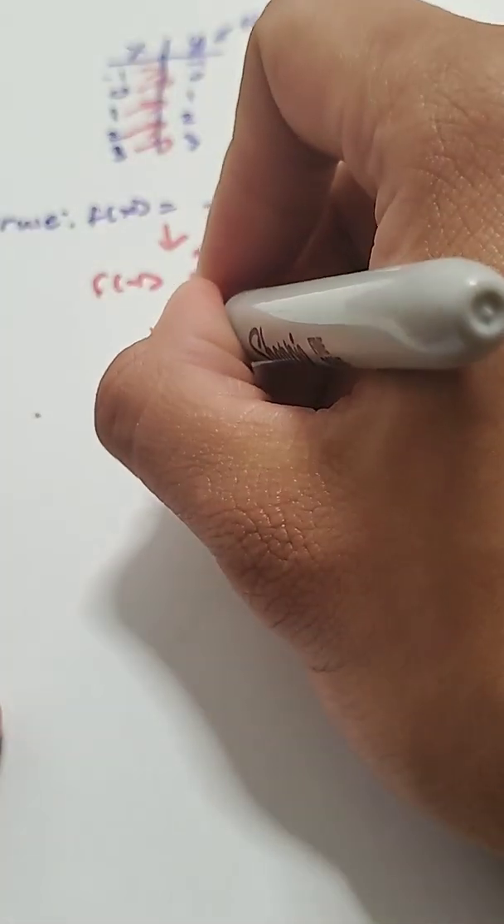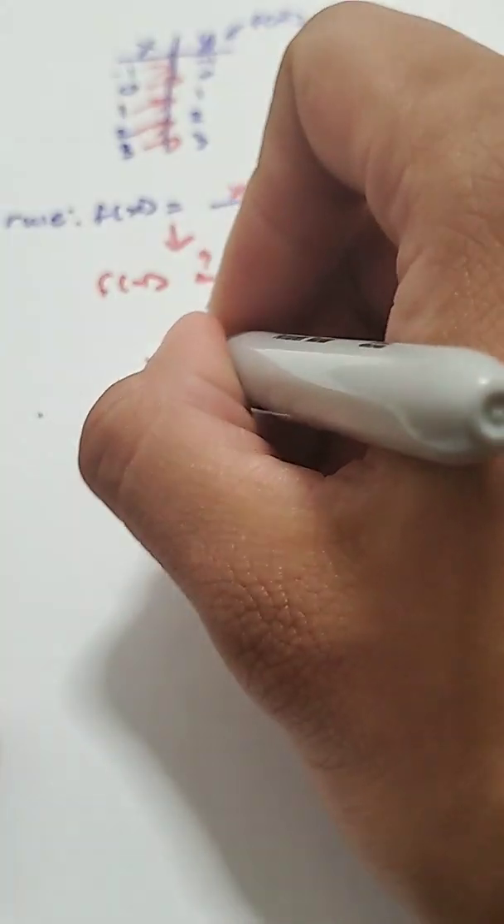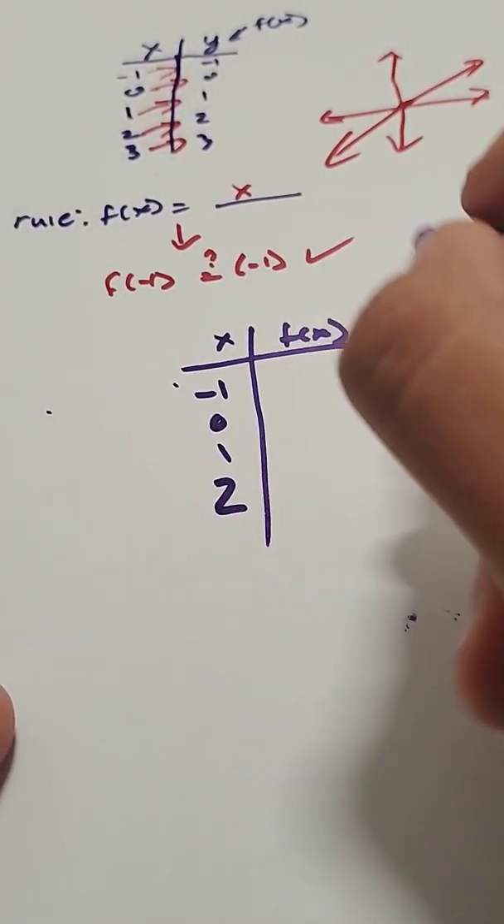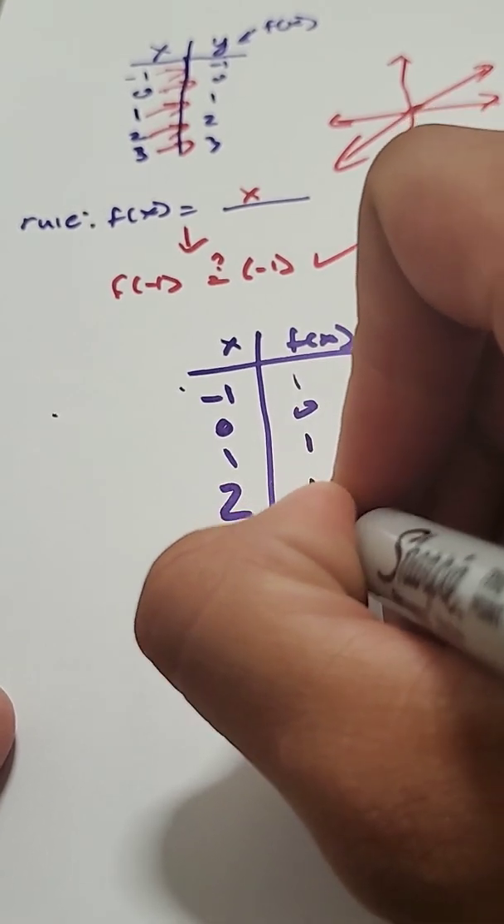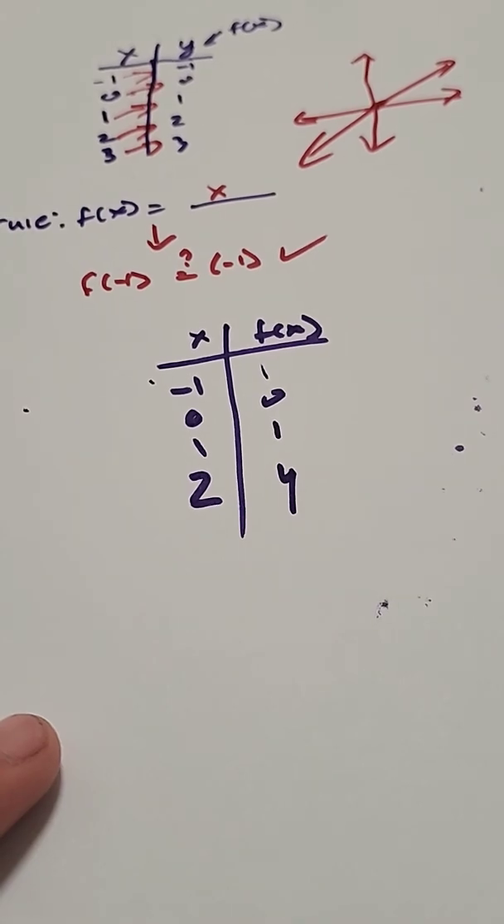All right, so say we're given a t-chart. What is the rule? So we were given x and f of x. For x we have -1, 0, 1, 2, and for f of x we have 1, 0, 1, and 4.